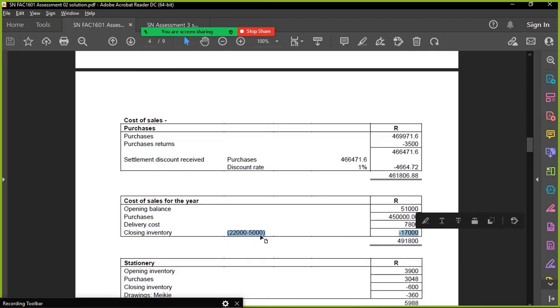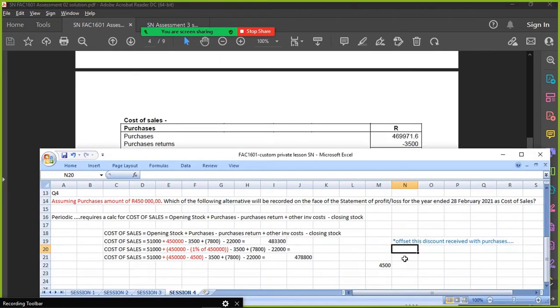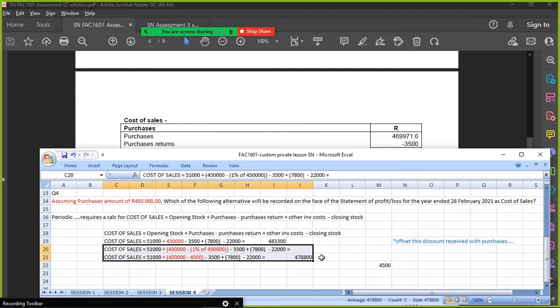All right, so they've taken it out of closing inventory. Interesting. To me that wouldn't make any sense unless, okay, so let me just put a note here. I'm going to delete that. All of that's fine.